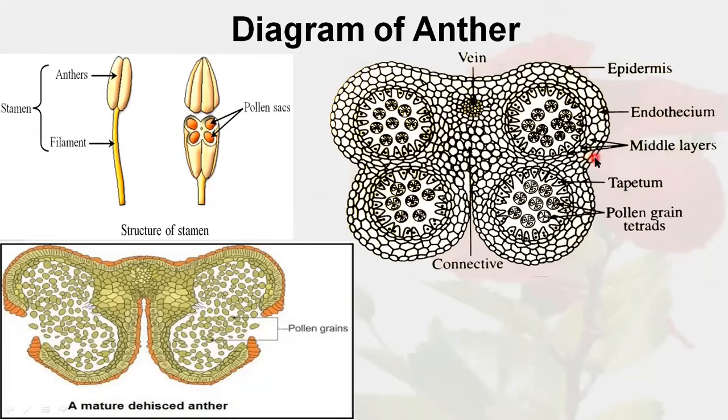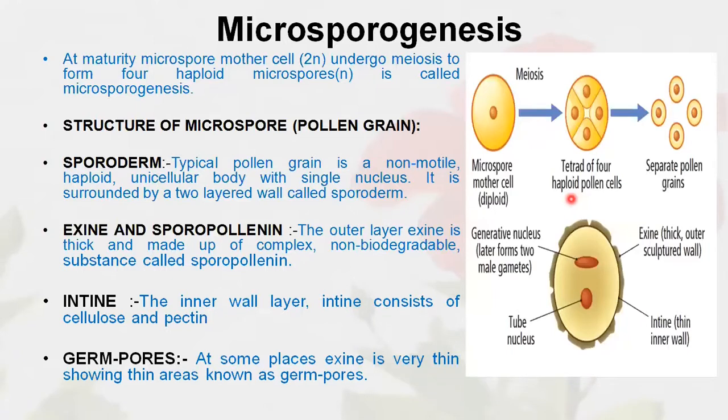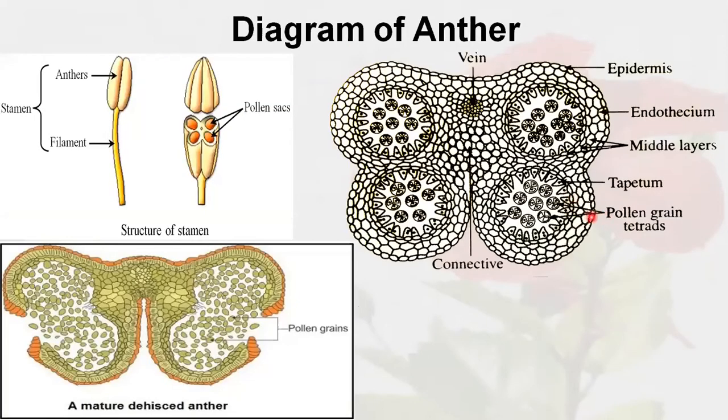It will degenerate after maturity of the anther. The tapetum layer is present inside the middle layer, and this layer provides nutrition to the anther wall and pollen sacs. Now, this anther, after splitting, these two pollen sacs will merge with each other with the help of connective tissue, and it will form one chamber.